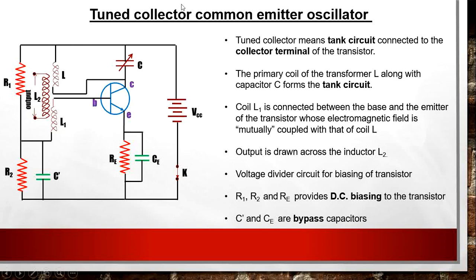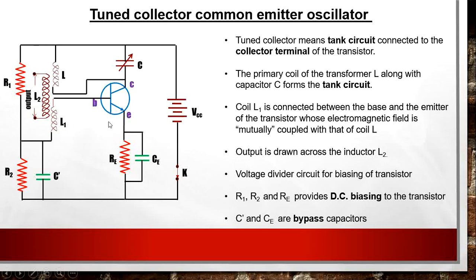Now, why tuned collector? Tuned collector means the tank circuit is connected at the collector, and in this circuit we can see the inductor coil L and capacitor C. These two components form the tank circuit and the tank circuit is at the collector end. And next is common emitter oscillator. So the transistor used here is in its common emitter configuration. So we are using a common emitter transistor amplifier.